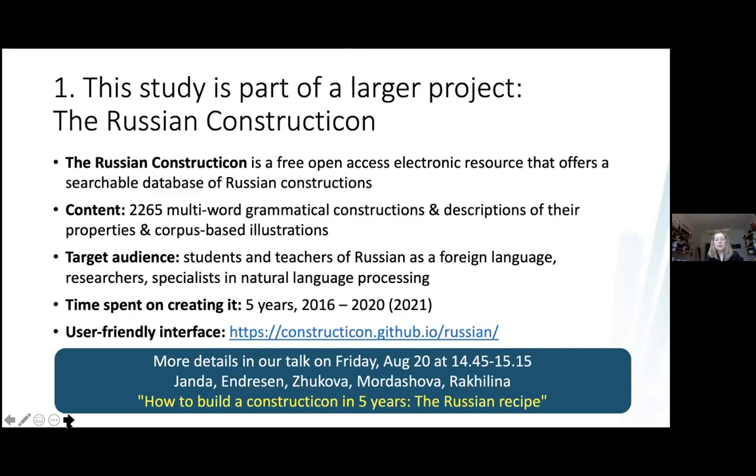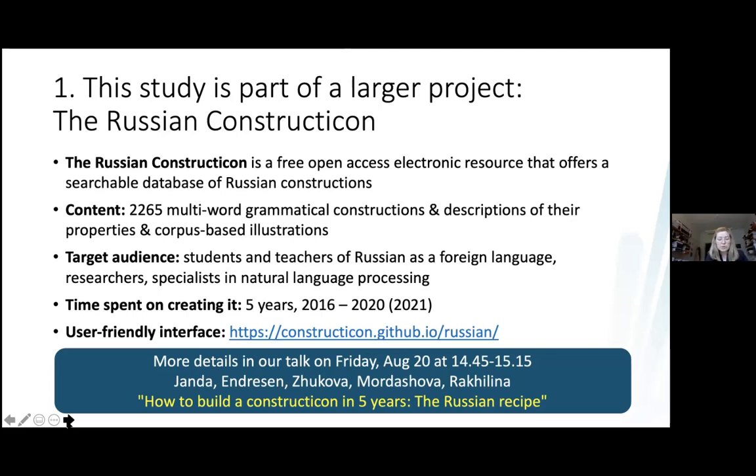So this study is a part of a larger project called the Russian Constructicon, which is a free open access electronic resource that contains a searchable database of over 2,200 Russian grammatical constructions. In the resource, the constructions are accompanied with descriptions of their properties and corpus illustrations. This resource is designed for users of various kinds, including not only professional linguists working on Russian, but also students and teachers of Russian as a foreign language, also non-Slavists, typologists, and specialists in natural language processing.